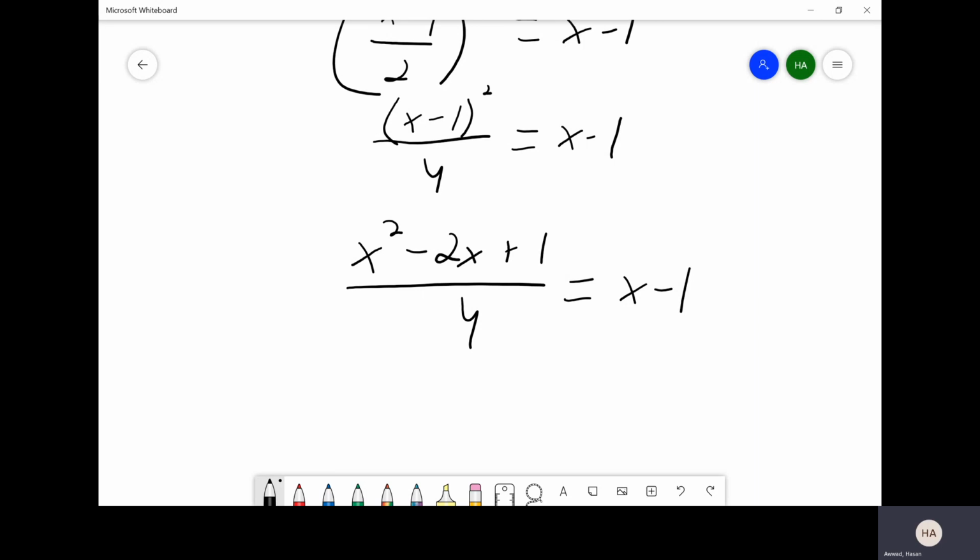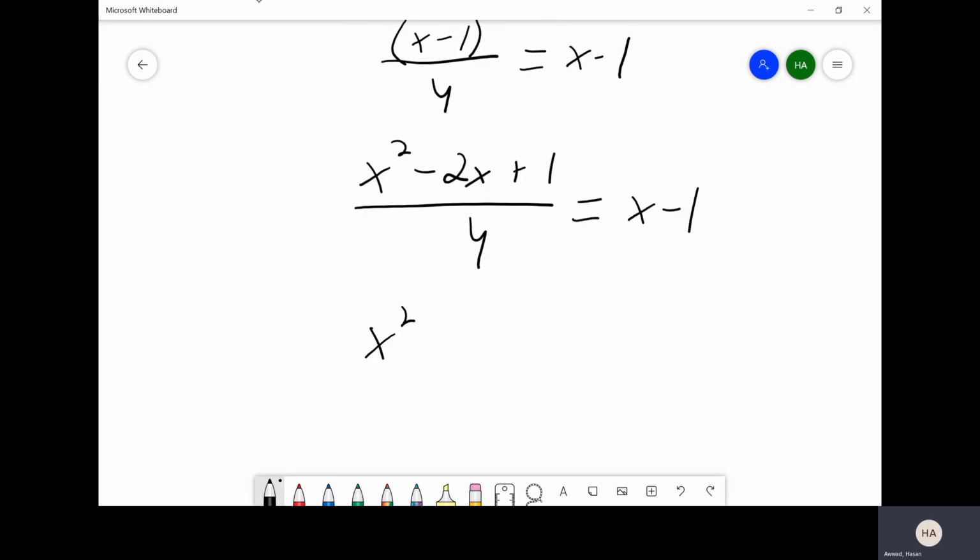Okay, we don't like fractions, right? We want to get rid of fractions, so multiply 4 on both sides. We get x squared minus 2x plus 1 is equal to, and remember, when you multiply the 4 to both sides, you're distributing that 4 to each piece, right? So 4x minus 4. Let's go ahead and condense terms. We want a 0 on one of the sides, right? Because we have a quadratic now. So we're just going to set one of the sides as equal to 0.